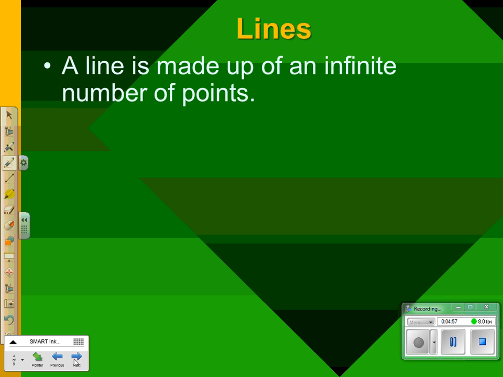My first point does not contradict what you said earlier, because you do only need 2 points, but once you make that line, you've created an infinite number of points.